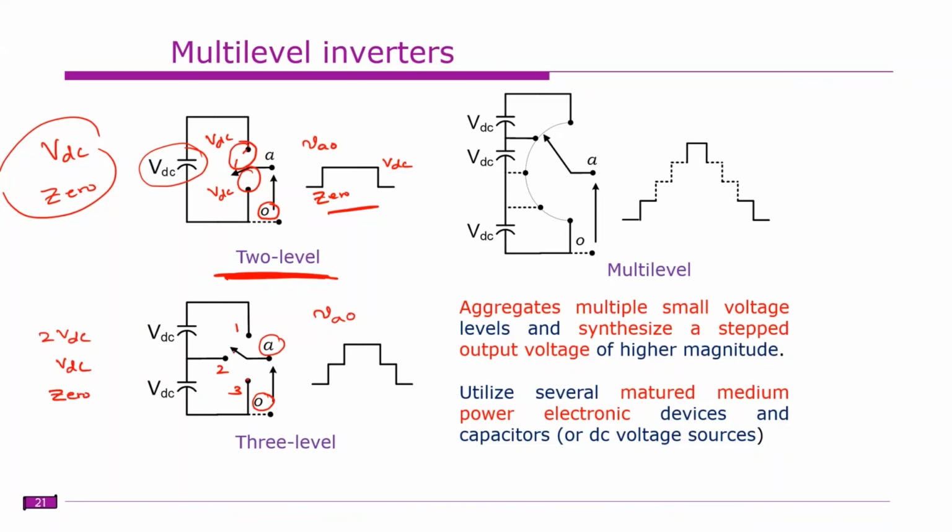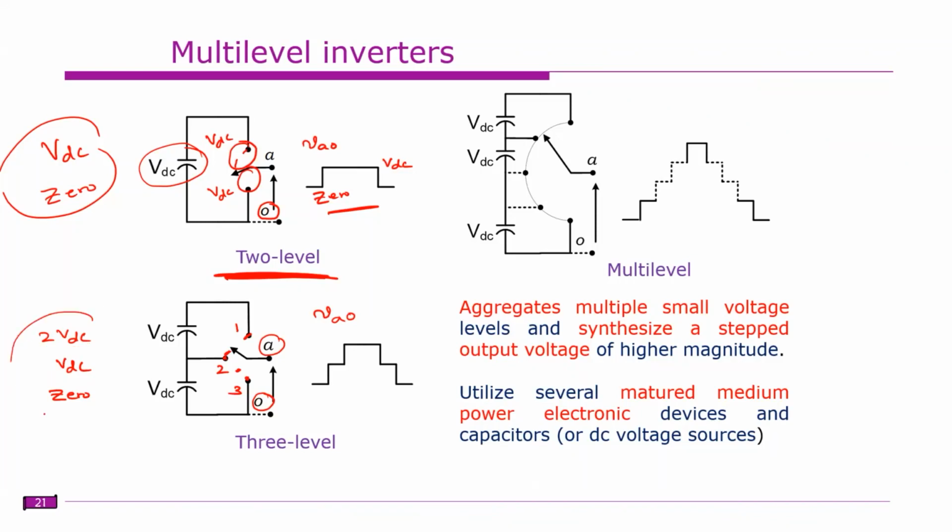Now, what is the blocking voltage of this switch to this switch? How much voltage is supposed to block here? VDC. Why not 2 VDC? This is VDC, right? And how much voltage is supposed to block between this and this? That is also VDC, right? VDC only. So even though the output is rated for 2 VDC, each switch is rated for VDC.